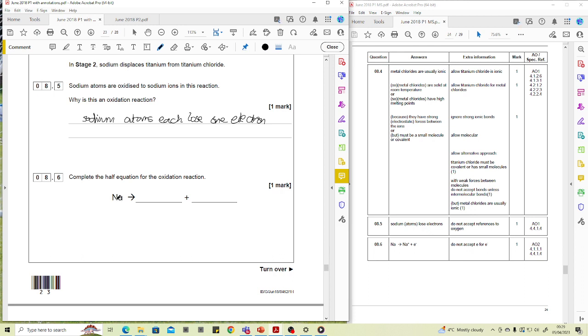Complete the half equation for the oxidation reaction. So there's sodium, and it's got one electron in the outer shell that we remember. So now when you have sodium plus, the one electron from the outer shell is over here, and it has a minus sign on it. So it's separate now from the ion.